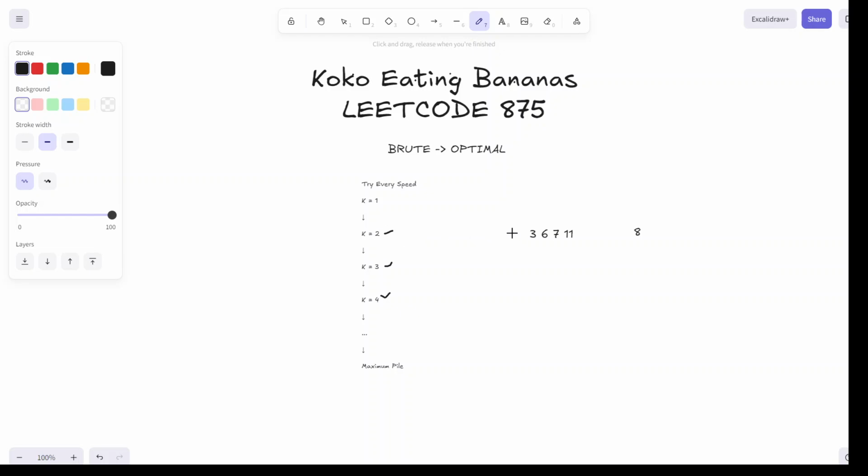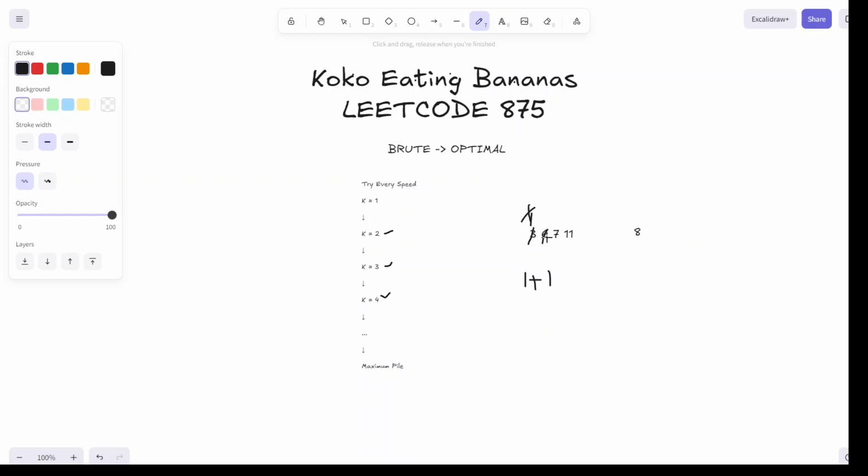If she eats 2 bananas per hour, first she starts eating from the pile of 3 bananas. In 1 hour she eats 2, so 1 is left, but she has to eat this 1 banana in another hour. So plus 1 hour. This pile is over. Now she will move to the next pile.